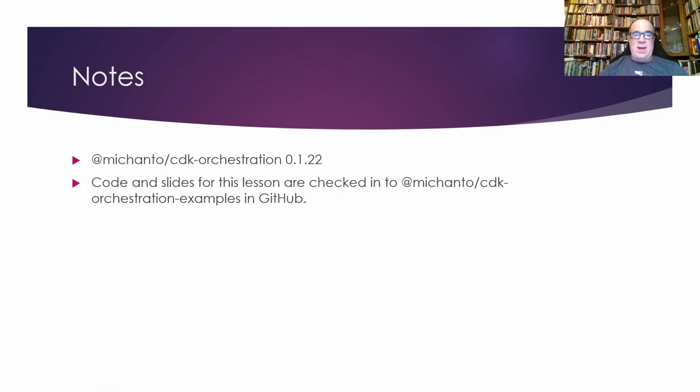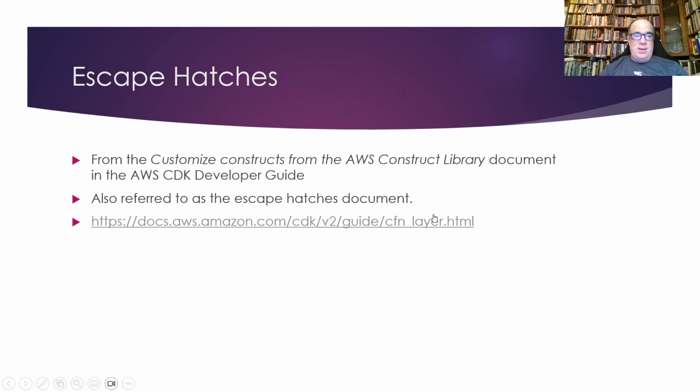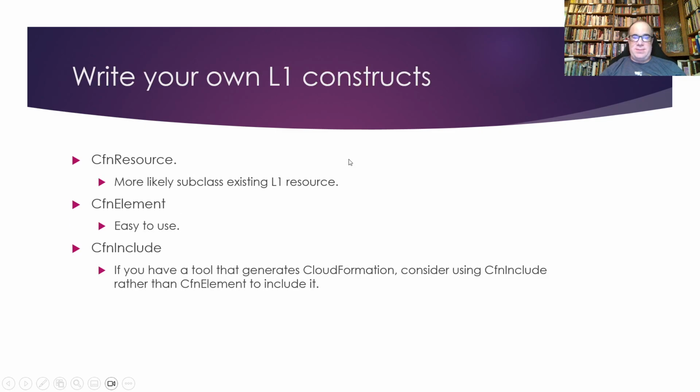Okay, some notes. Today we'll be using CDK orchestration 0.1.22, and the code and slides for this lesson are checked into CDK orchestration examples in GitHub. Okay, escape hatches. There's a document, customized constructs from the AWS construct library. And if you haven't read it, I recommend that you do read it. I'll put a link in the description. This is also referred to as the escape hatch document.